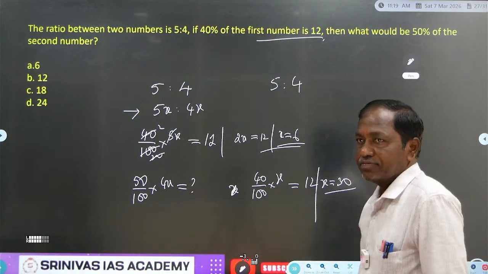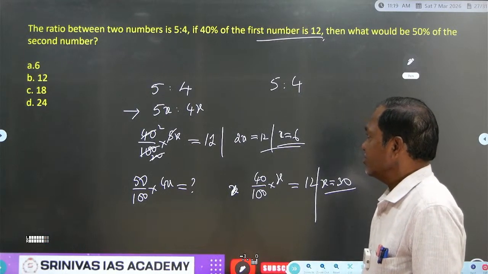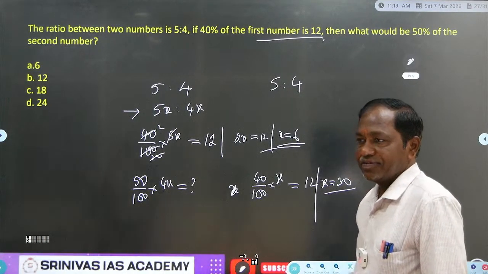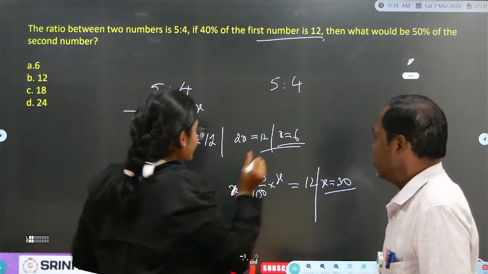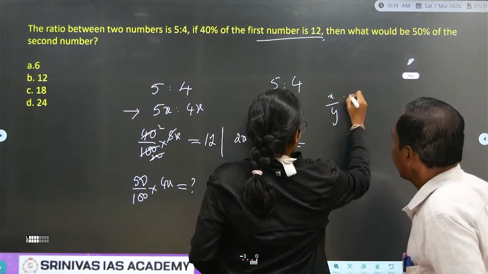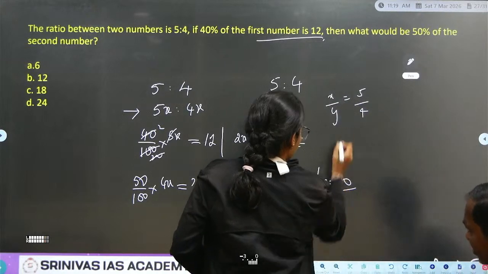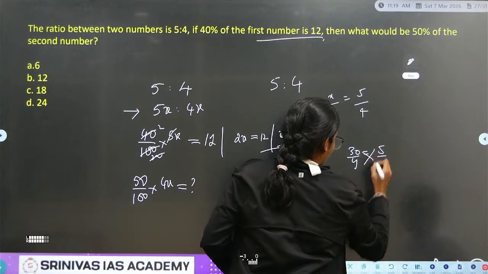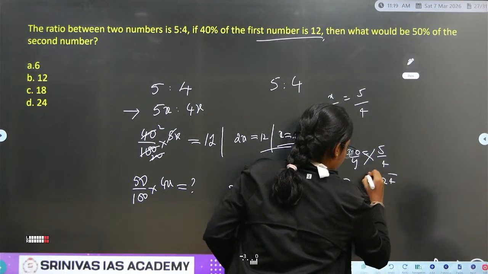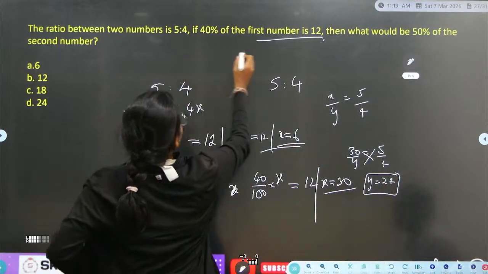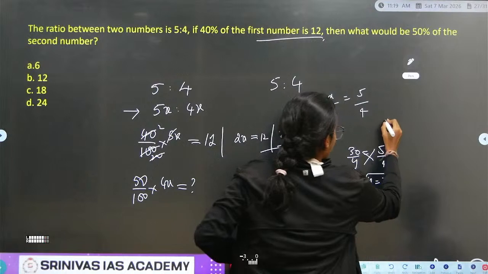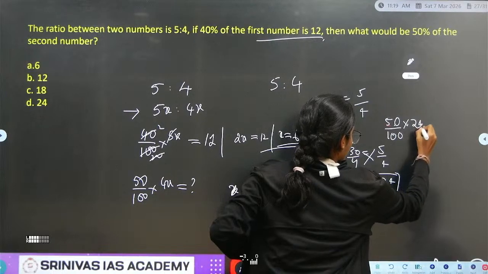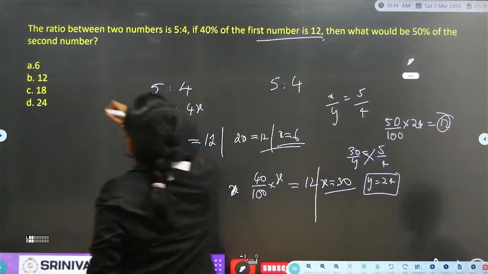Sir, for 5 is to 4, for that I took 5 as x and 4 as y. x by y is equal to 5 by 4. This 30 I put here: 30 by y is equal to 5 by 4. Cross multiply, y is equal to 24. Next, the question says 50% of the second number. So 50 by 100 into 24, you will get 12. Answer is 12. Yeah, wonderful.